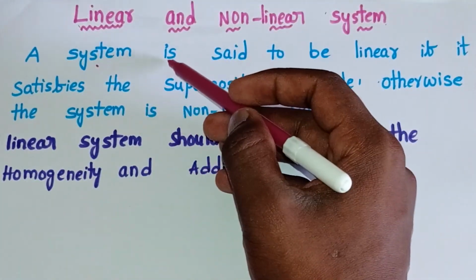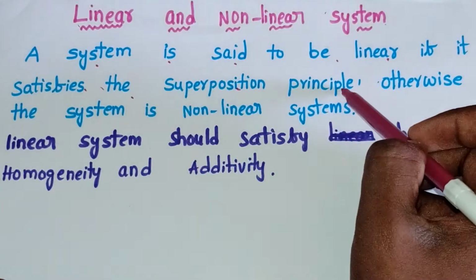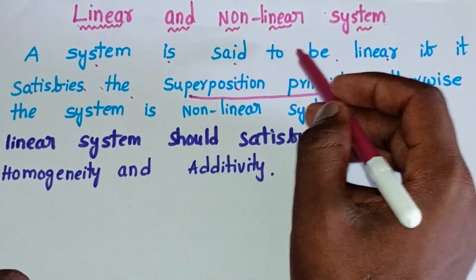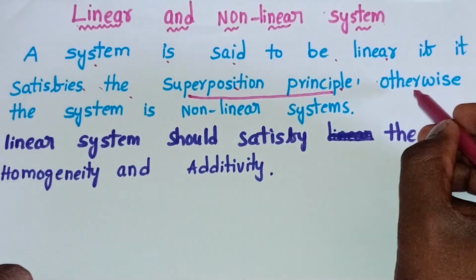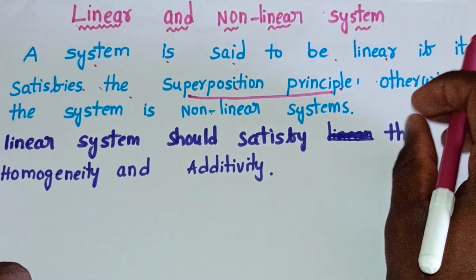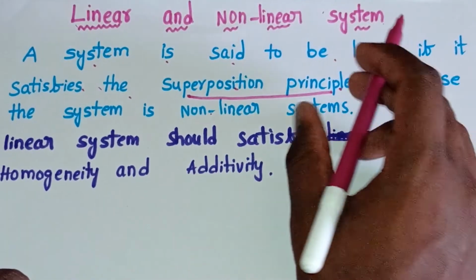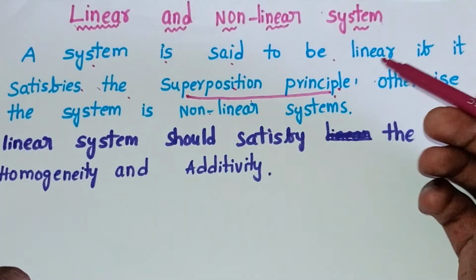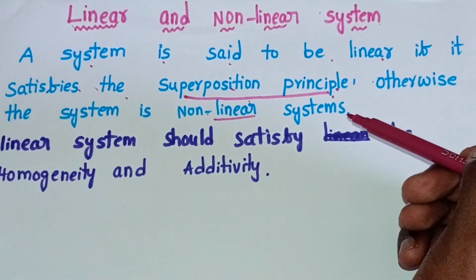A system is said to be linear if it satisfies the superposition principle. It is a very important thing. Please remember, for a system to be linear, it should satisfy the superposition principle. Otherwise, the system is a non-linear system. We can simply define linear and non-linear systems using the superposition principle. If the system satisfies the superposition principle, it is said to be a linear system. If it does not satisfy the superposition principle, it is called a non-linear system.